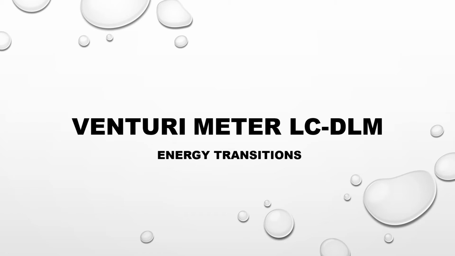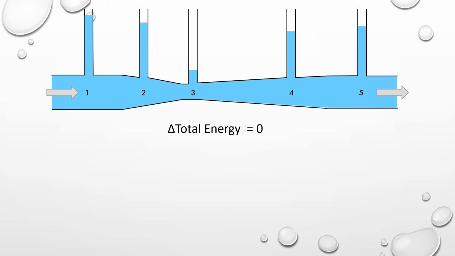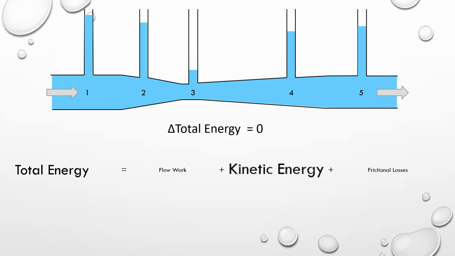Let's discuss the energy transitions occurring in the Venturi meter. Because energy must be conserved, the total energy of the Venturi system and its surroundings remains constant when fluid is flowing through the Venturi. However, that total value is a sum of different forms of energy, and energy can be converted between the different forms as fluid moves through the system.